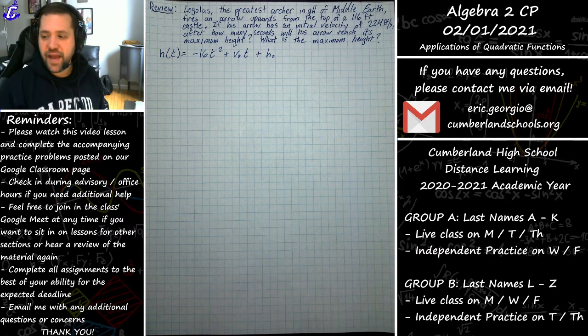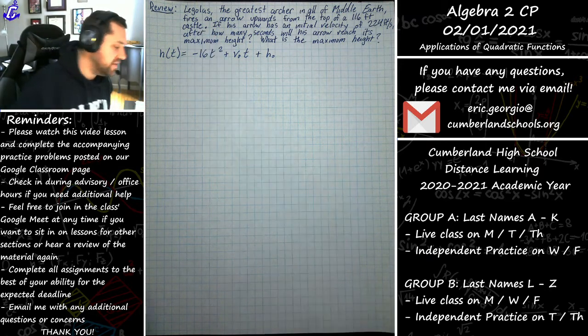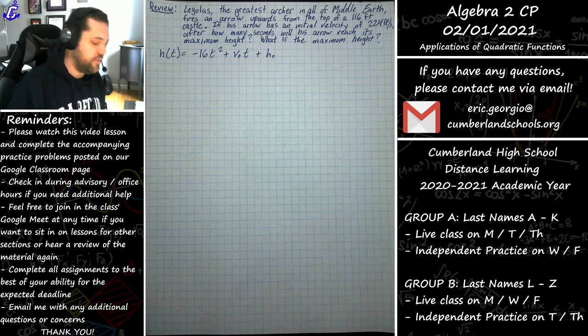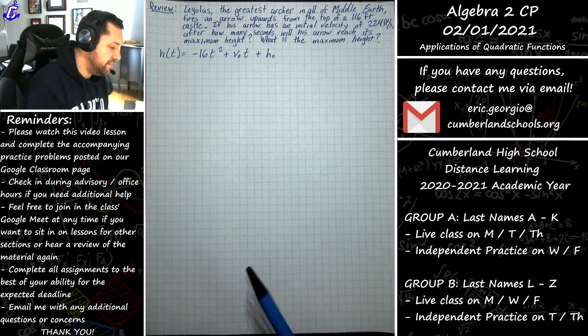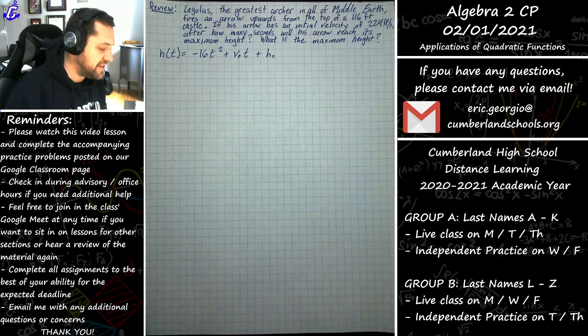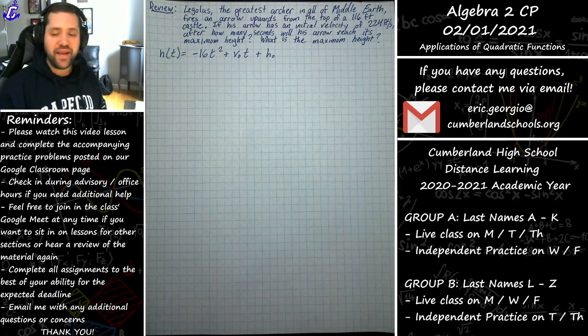All right, hopefully by now you've paused the video and tried this problem on your own. It states that Legolas, the greatest archer in all of Middle-earth, of course, fires an arrow upwards from the top of a 116-foot castle. If his arrow has an initial velocity of 224 feet per second, after how many seconds will his arrow reach its maximum height, and what is the maximum height?